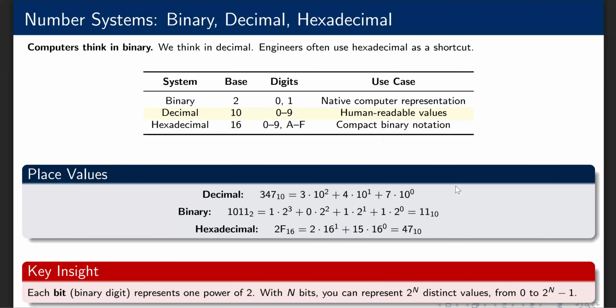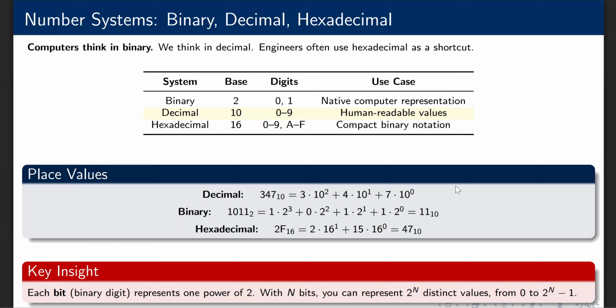Number systems then. So we have different number systems. Computers think in binary. They are fundamentally binary. Their transistors have 2 stable states, either on or off, 1 or 0. So all information inside a computer is binary. We humans find binary cumbersome, so we use decimal. And engineers often use hexadecimal as a compact shorthand for binary.